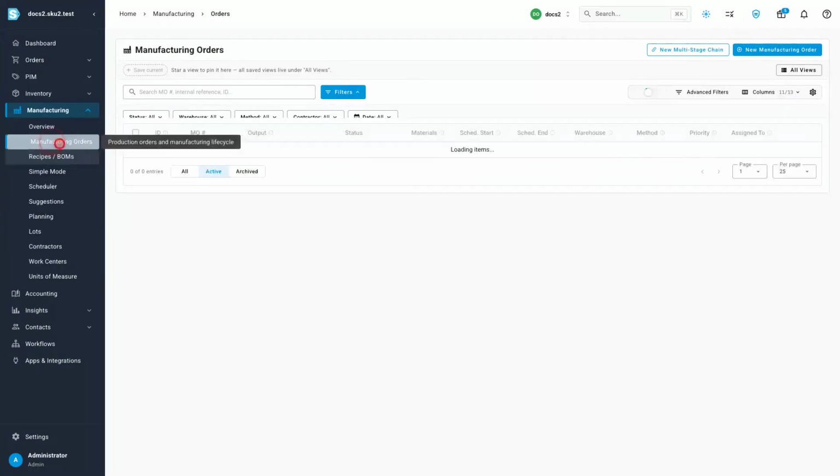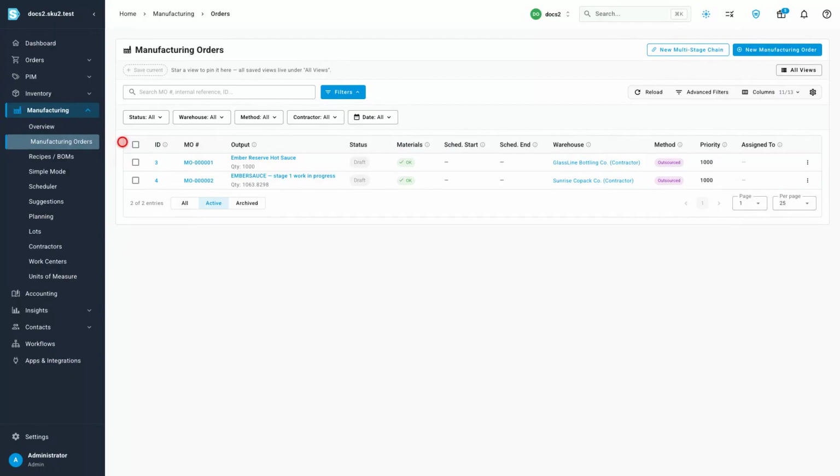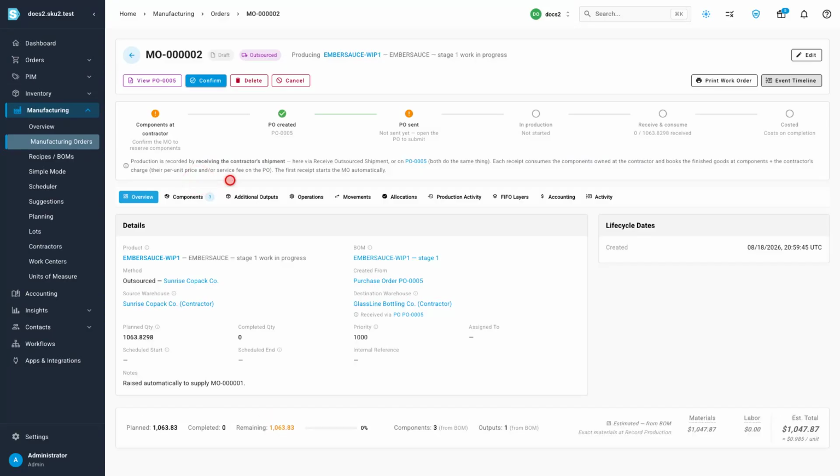Head back to your manufacturing orders and open the stage that was raised for you, the one you never asked for directly. It says plainly why it exists, raised automatically to supply the finished order. Its destination is not your warehouse. It is the next vendor's site, because that is who consumes it.